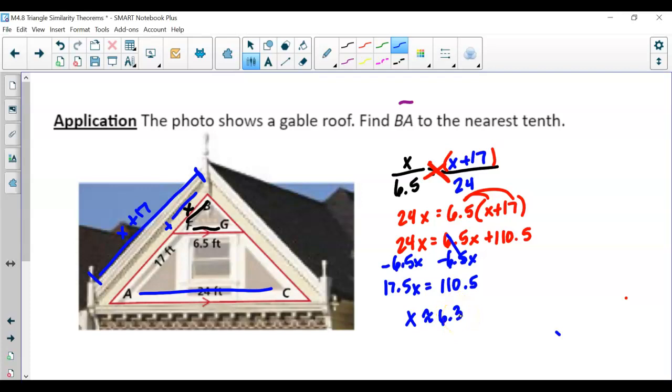Now, X is 6.3. So is that our answer? Is that what BA is? No, because keep in mind, that is technically just what BF is. BF is 6.3. So if we want to know what BA is, make sure now to add 17. We need 6.3 plus the 17. So that's why BA is approximately 23.35.